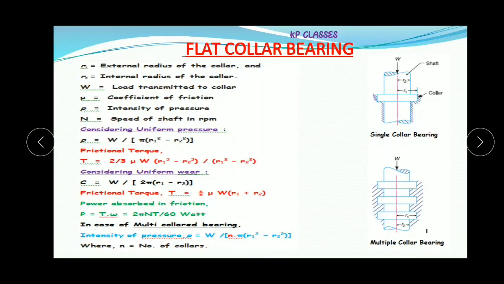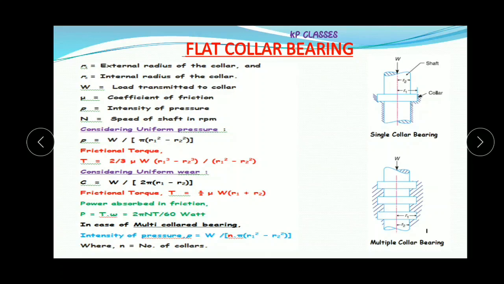Considering uniform wear, C equal to W divided by 2 pi (R1 minus R2). Frictional torque in case of uniform wear, T equal to half mu W (R1 plus R2). This formula is for uniform pressure and this is for uniform wear. Power absorbed in the friction, P equal to T omega or 2 pi N T by 60 watt, as usual in the previous topics.